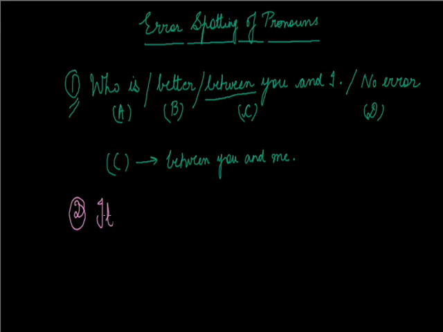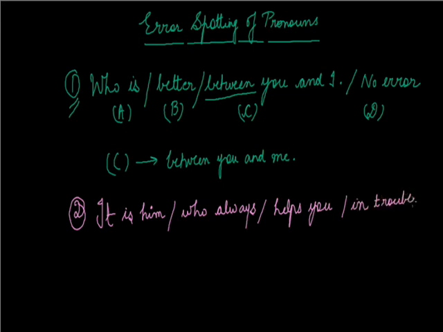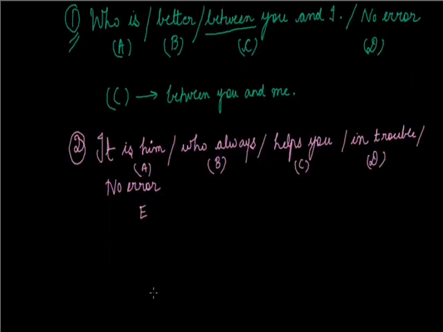It is him who always helps you in trouble. And the last section is, this sentence has also some parts: A, B, C, D, and E. Can you tell me which part contains an error? Okay, I tell you. The error is in part A. Instead of using it is him, it should be it is he.